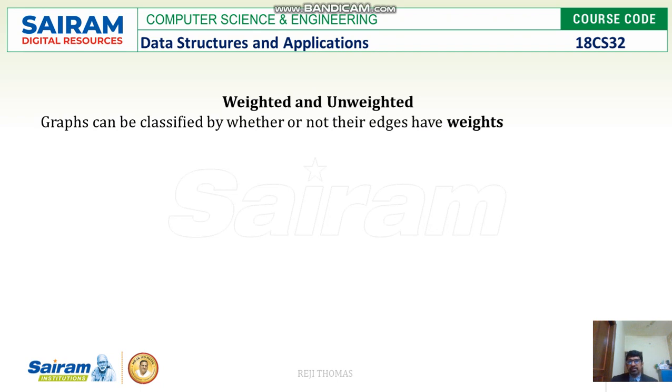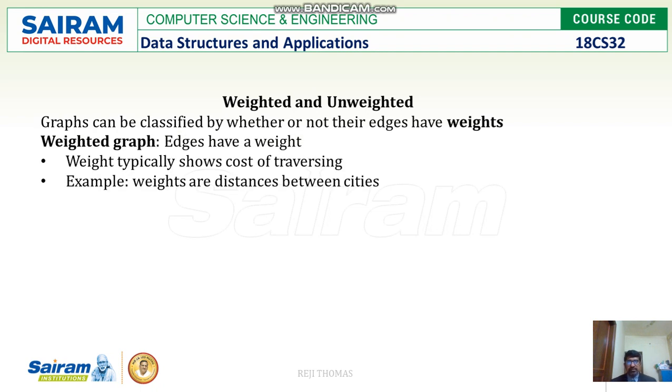A weighted graph is a graph which has got weights for its edges. Already we have seen what an edge is. So every edge has got its own weight. This kind of graph is known as a weighted graph. Normally we use this kind of graph to represent traversing, which can be traversing cost or traversing time. For example, the distance between two cities can be represented using a weighted graph.